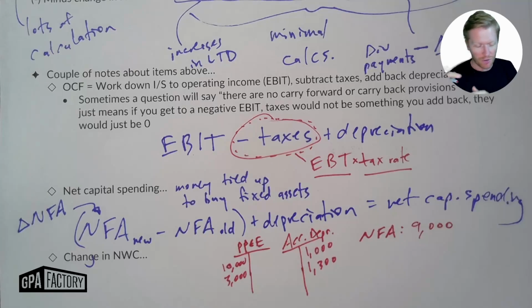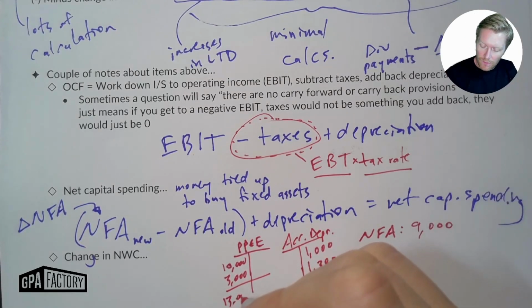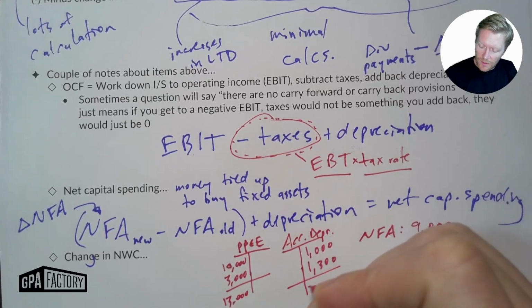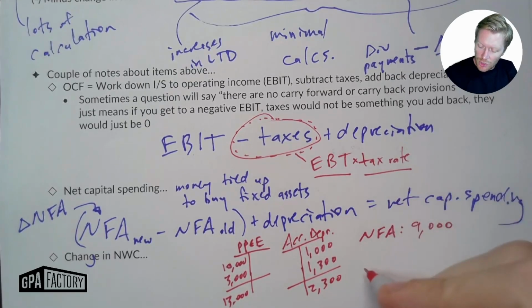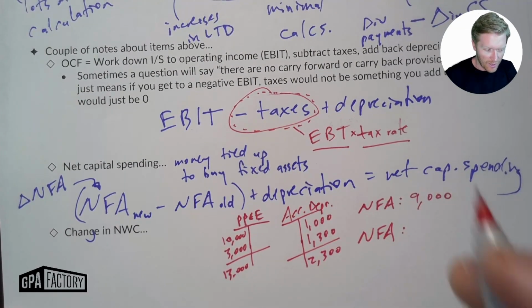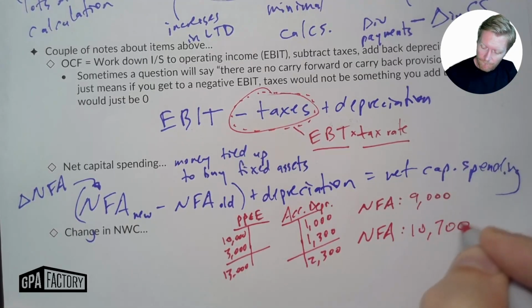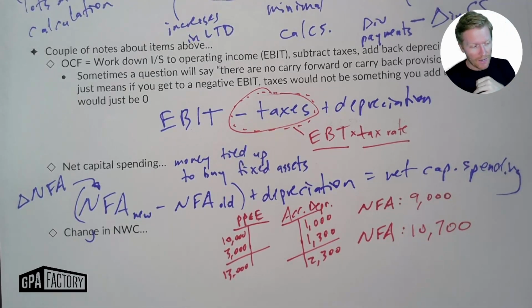We're still just depreciating over a straight line, whatever. You don't really need to know that, but just know now we've got 13,000 and 2,300. So new net fixed assets are 13,000 minus 2,300, which is 10,700. So you might say, okay, the amount of money that we spent on fixed assets is just 10,700 minus 9,000, 1,700. Okay, but that's not the end of the story.